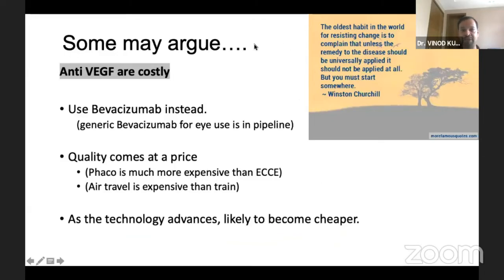Anti-VEGF injections are costly, but we have all seen the cost of the anti-VEGF injections come down quite significantly. We can use bevacizumab, and several generic bevacizumab injections for eye use are in the pipeline. But then quality comes at a price. We all have seen that phaco gives much better results, but is more expensive. But we don't go after the price, we go after the quality and the outcomes. And as the technology advances, anti-VEGFs and the long-acting anti-VEGFs are going to become cheaper.